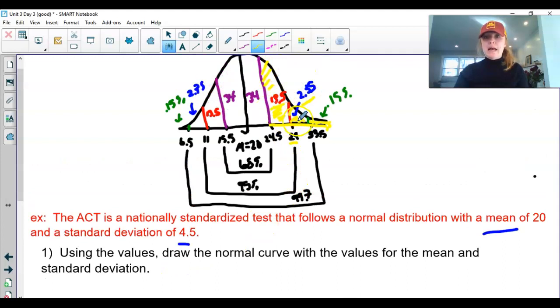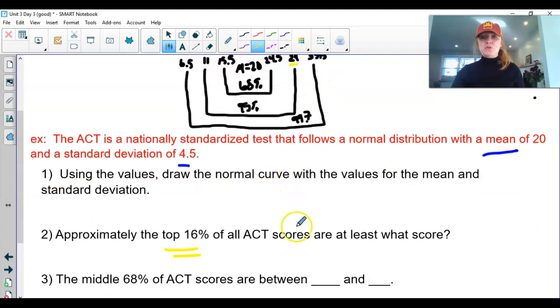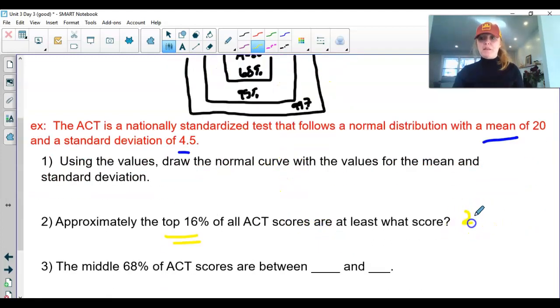Right here, this yellow area is the top 16% of all ACT scores. Again, how did I do that? I knew I'm in the top, so I started all the way to the right and went backwards and added up these percents until I got 16%. What score do I need to be in this yellow region? I need at least a 24.5. And that's my answer right there.